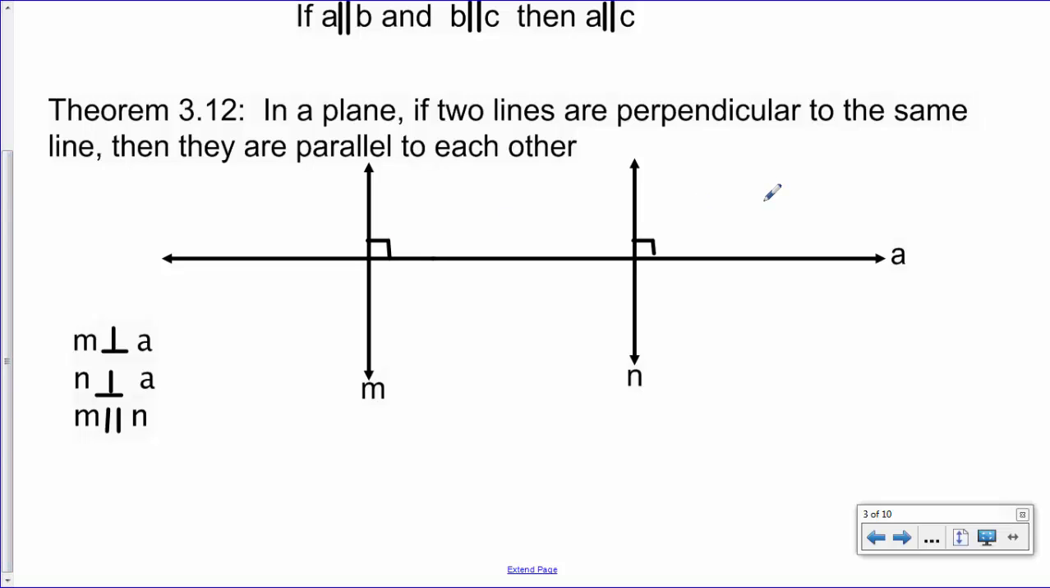Theorem 3.12 says, in a plane, if two lines are perpendicular to the same line, then they are parallel to each other. Here's a picture. Here's an example. Lines M and N, both perpendicular to line A in this case, make M parallel to line N.